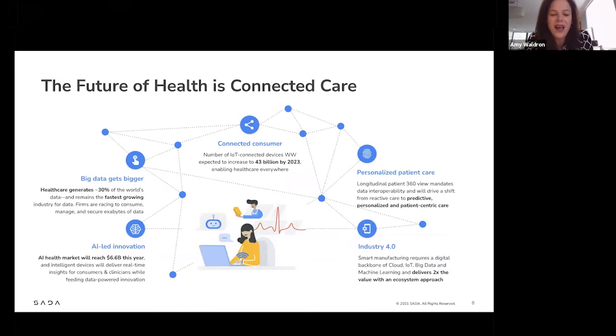So this is what we're looking at with regards to information flow and what's being created today. We're already seeing the connected customer, but the reality is that we're going to have a whole lot more of them around the globe, with 43 billion by 2023, really enabling healthcare everywhere. And that data, it's no surprise, it's getting bigger. Healthcare generates 30% of the world's data and still remains the fastest growing industry for data. So there'll be no shortage there.